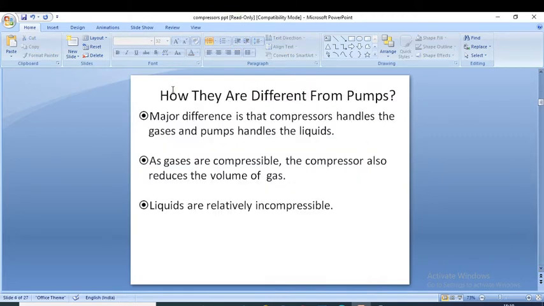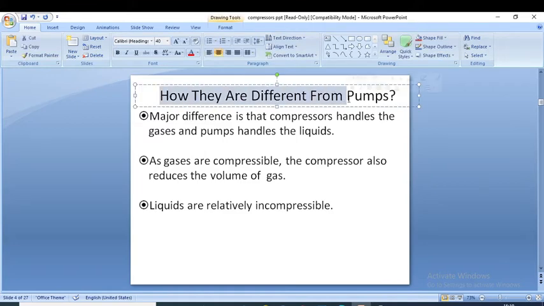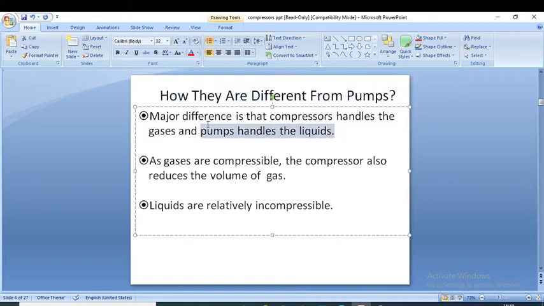Then here we are going to see how these air compressors are different from the pump. So the major difference between the air compressor and pump is that the compressor handles the gases and pump handles the liquid. As gases are compressible, the compressor also reduces the volume of gas. As compared to gases, liquids are relatively incompressible.